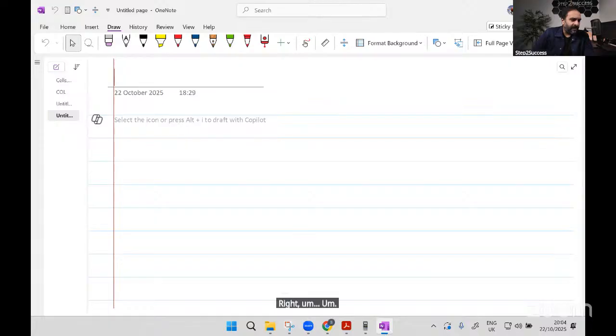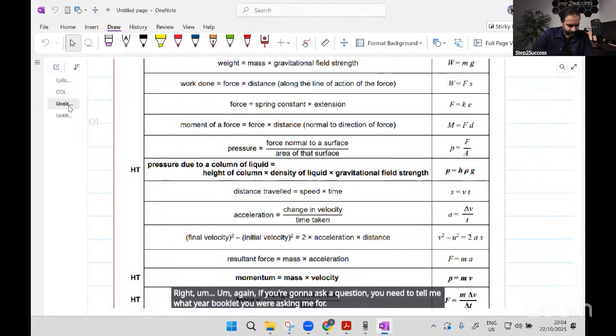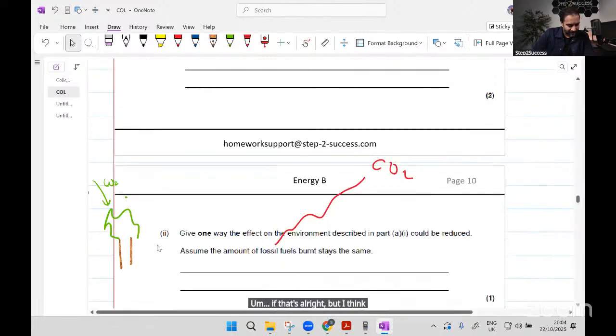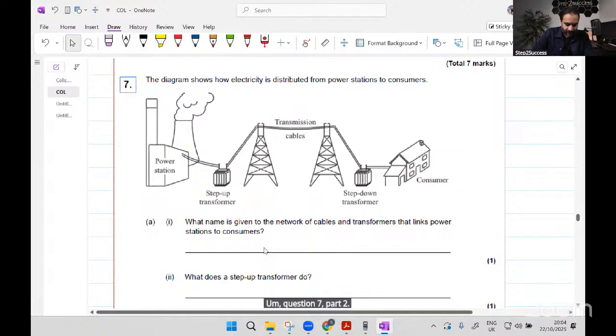Again, if you're going to ask a question, you need to tell me what year booklet you're asking me for. If that's all right, but I think that's the year 10 one, isn't it? Question 7, part 2. What does a step-up transformer do?